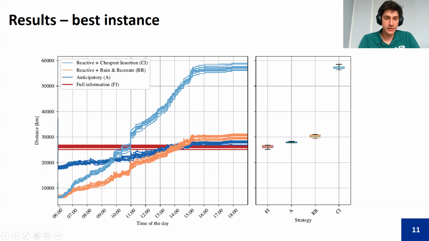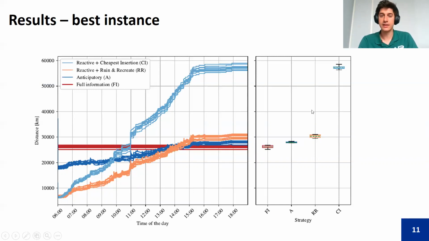What you see here, those two approaches, the two reactive approaches, they need very little distance in the beginning, as they only solve for the set of tasks that are known. And when there are more tasks they have to do, the distance they require is increasing. Compared to that, you see the full information approach, which is constant over time as it knows everything right from the start. And then you see the anticipatory approach in between.